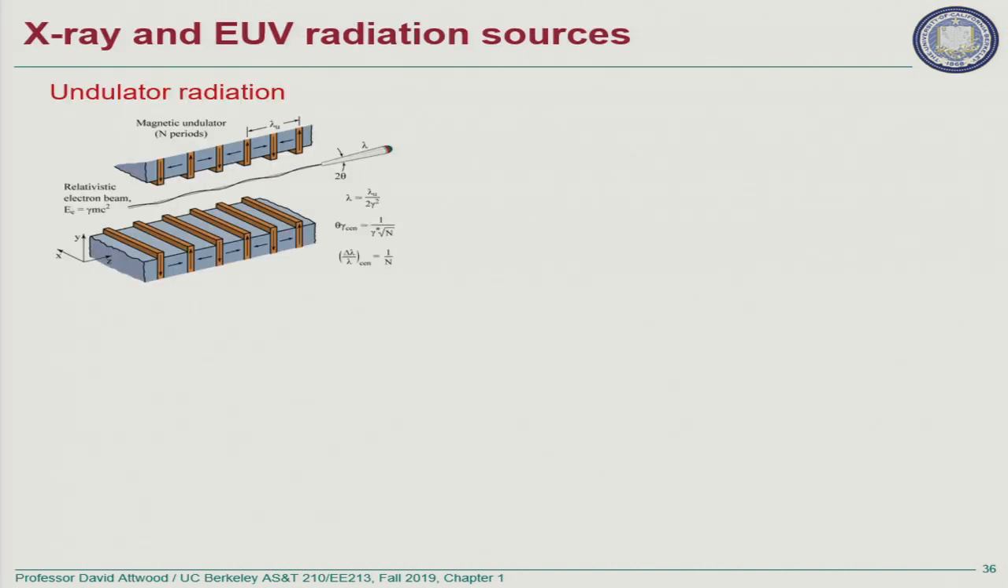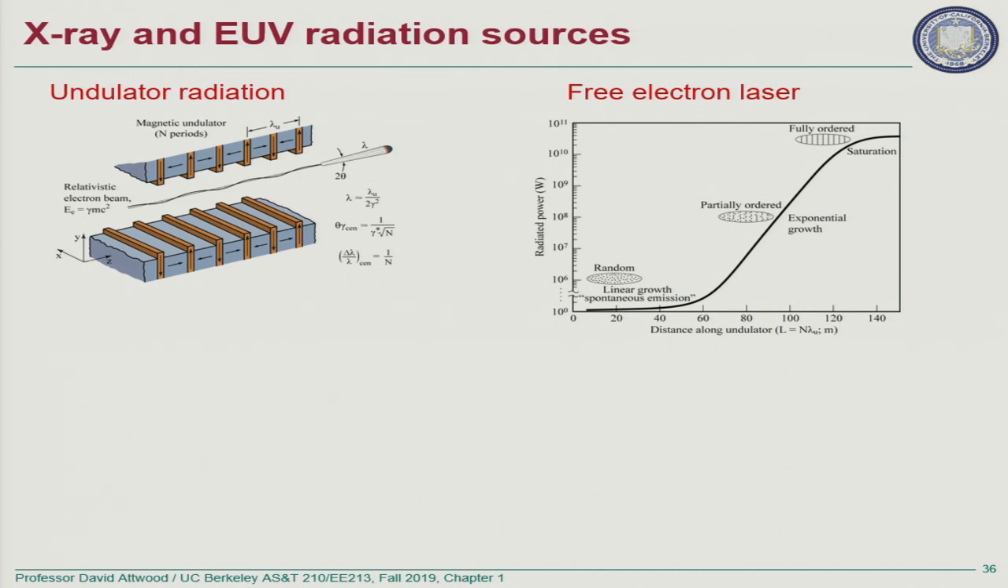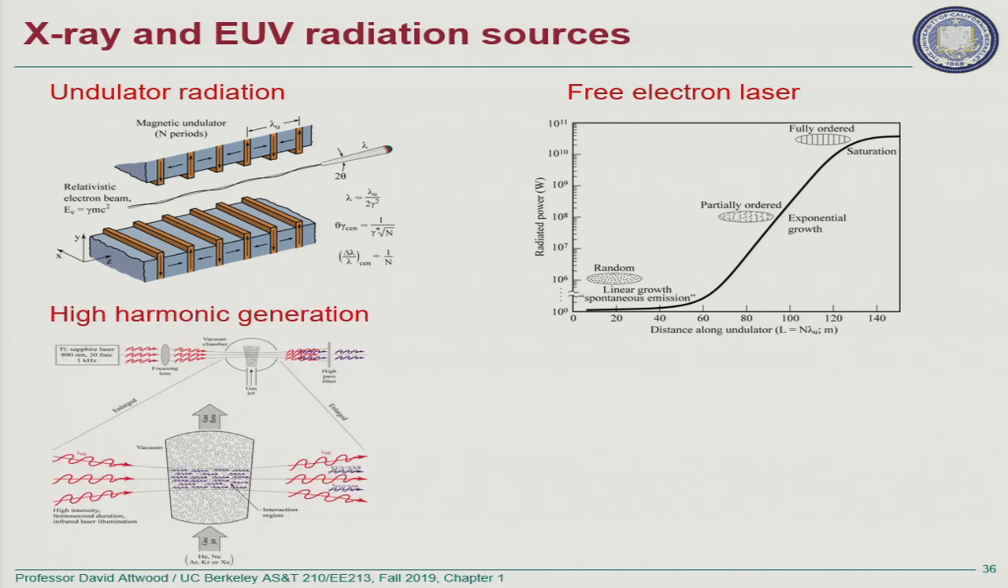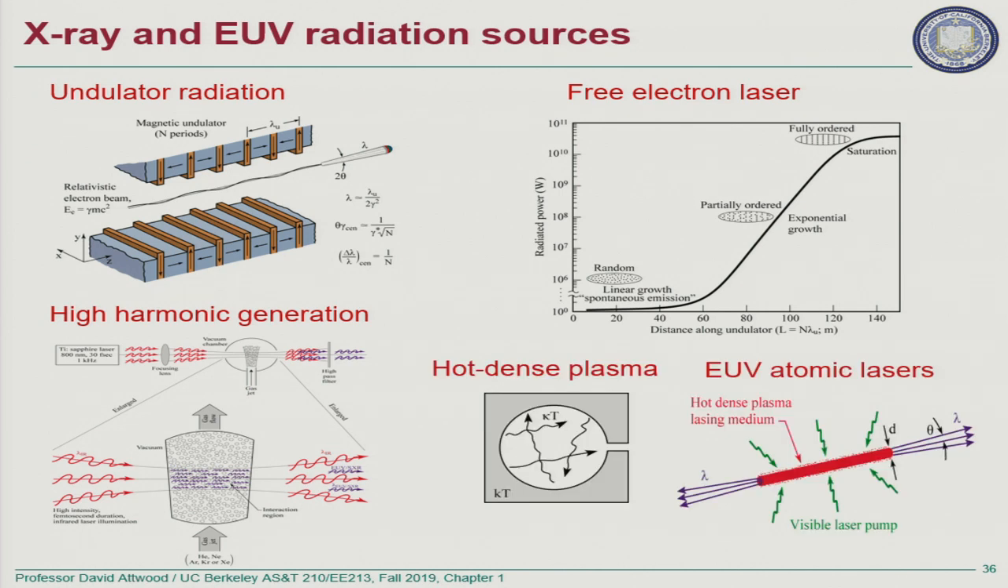So this is close, I think, to where I'm going to stop. But these different types of sources we're going to talk about in the class. One is undulators, which is a synchrotron, really. Basically, so free electron laser. I'm going to only talk a little bit about synchrotrons, and then I think that's as far as Dave asked me to go. Then high harmonic lasers and plasma EUV atomic lasers.